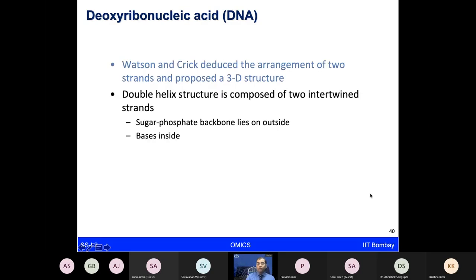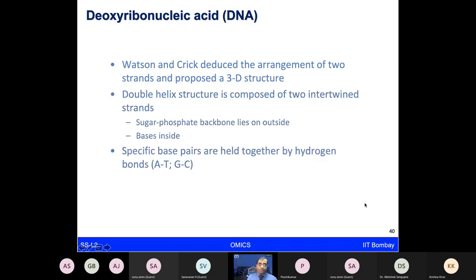Watson and Crick deduced the arrangement of the two strands of DNA and proposed a three-dimensional model of how they are intertwined, and how the sugar phosphate backbone lies on the outside and the bases are inside this particular double helix structure. And then, of course, to pair A with T and G with C, there are specific hydrogen bonds. There are 2 hydrogen bonds with the A and T bonding, and 3 hydrogen bonds with the G and C.